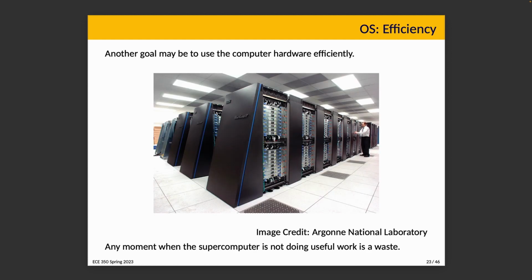So we have different goals, right? And one goal may be to use the computer hardware efficiently. And here's an example of an IBM supercomputer. Supercomputers cost a huge amount of money to build, and they're not exactly cheap to run either. And part of how their life is funded is by selling CPU time. And selling the CPU time requires, of course, that you have customers who want to use it, but there are customers who are interested in this, right?